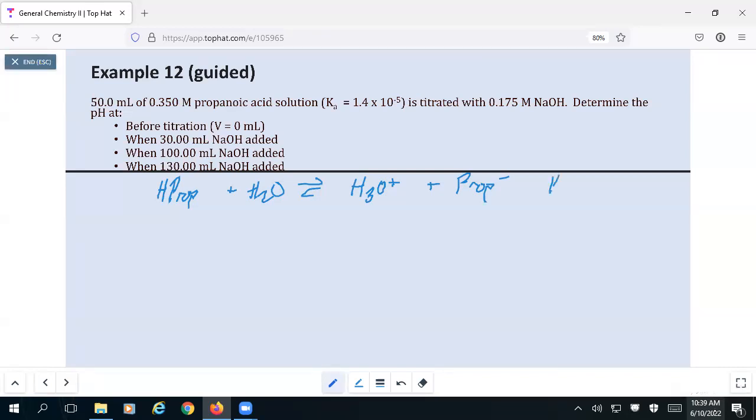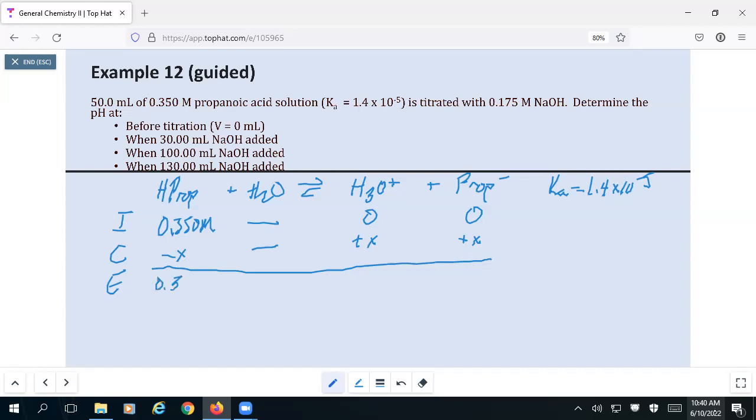Ka for propanoic acid is 1.4 times 10 to the negative fifth. We're just going to set up our standard ICE table here. No tricks, no shortcuts. We don't have anything to make a shortcut with. Our initial concentration of propanoic acid is 0.350. Our initial concentrations of the other stuff, zeros. We're going to lose some amount of propanoic acid, gain some amount of each of our products. So at equilibrium, 0.350 minus X, X for the hydronium, X for the propanoate.